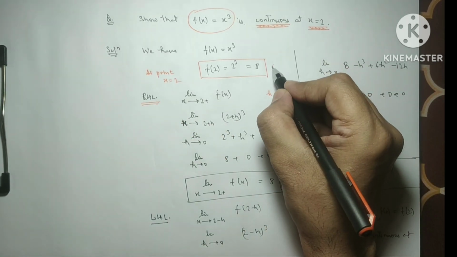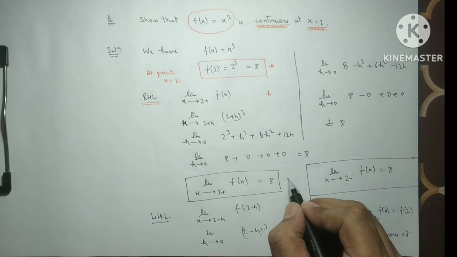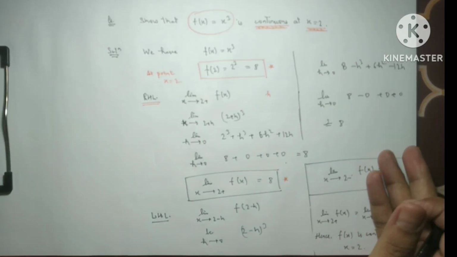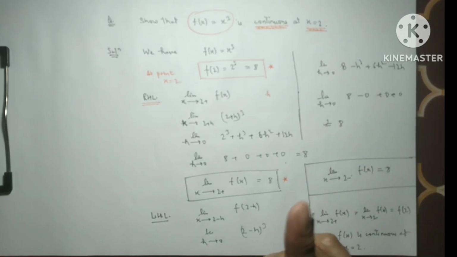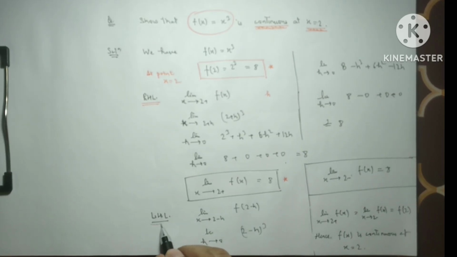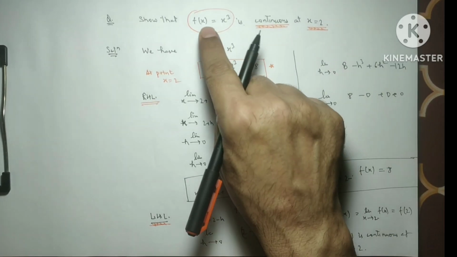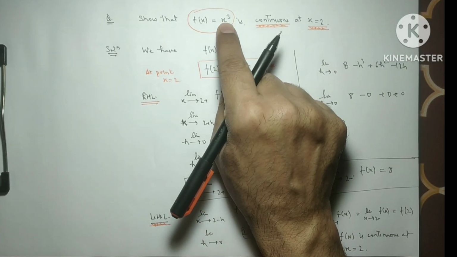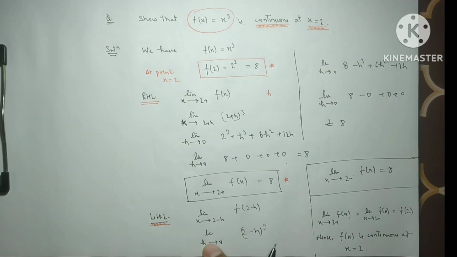So this is 8 at the point value, and this is the value at the right hand side point. Now one more thing is remaining on the left hand side. So the left hand limit, limit x tends to 2 minus h, so f(2 minus h). So limit h tends to 0, (2 minus h) whole cube, we will place 2 minus h here, so (2 minus h) whole cube, and h tends to 0.